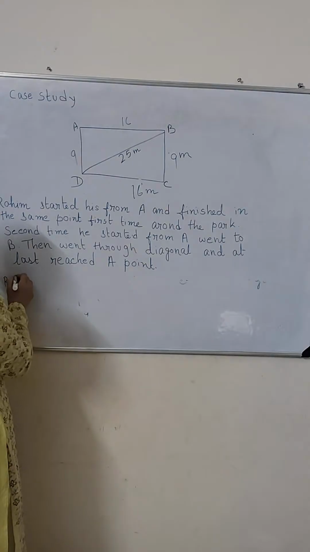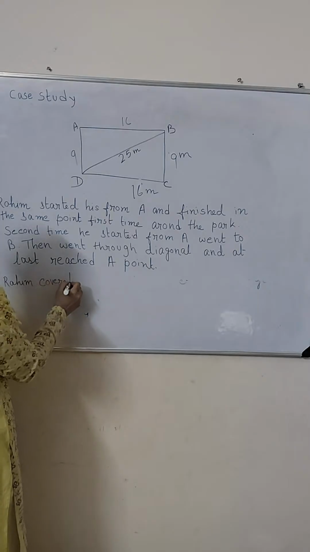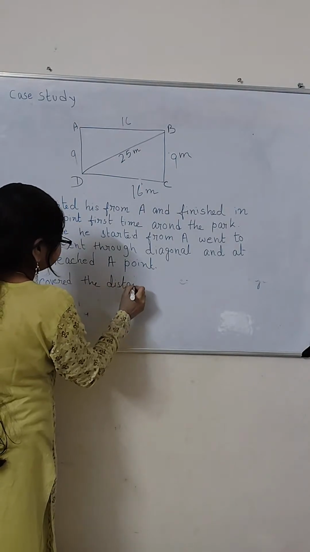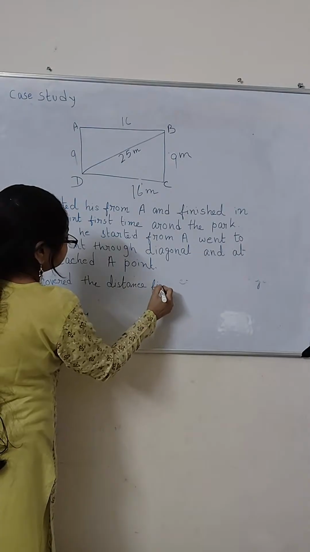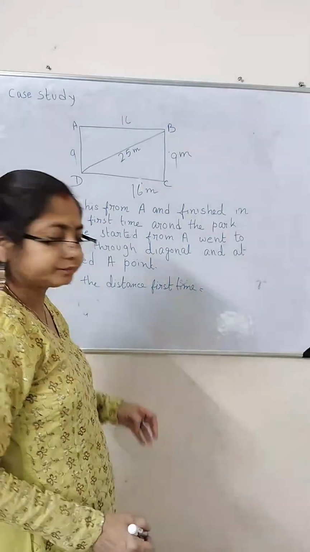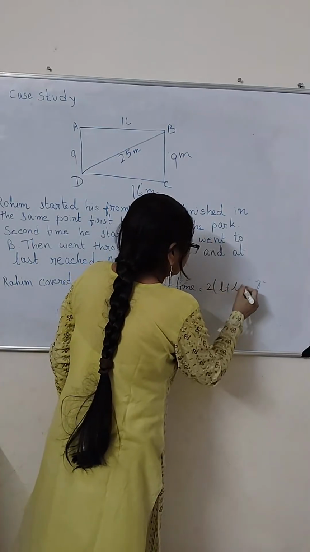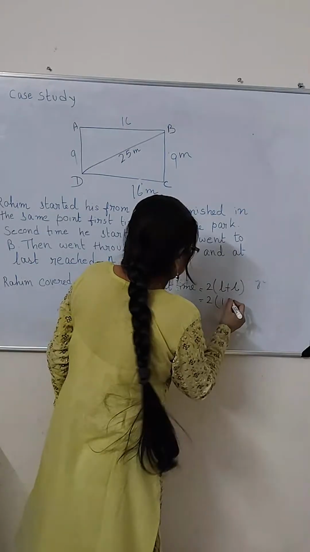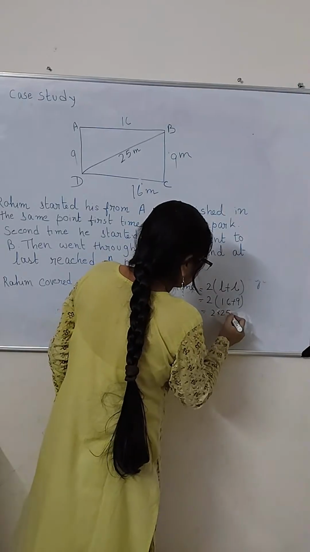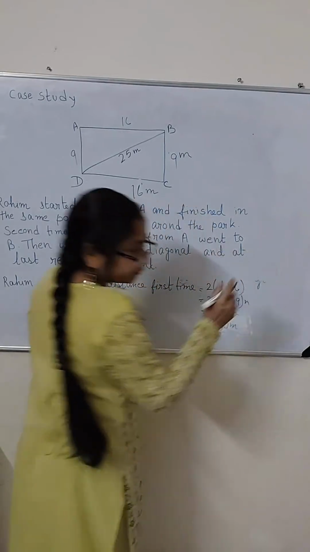Rahim covered the distance first time. You put the formula: 2 into L plus B. Now you put the value, it is 16 plus 9, it is 25, means 2 into 25, it is 50 meters. Clear?